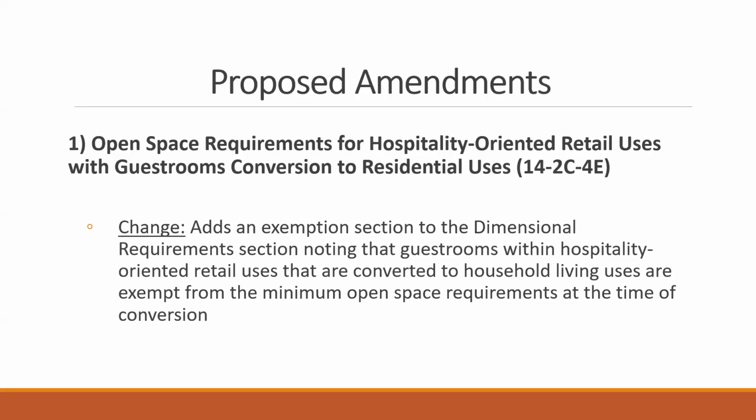So our specific text changes that we're proposing, there are only two of them. The first one is in our dimensional requirements section. This is 14.2C4E. And all we've done is added a subsection that exempts guest rooms within hospitality-oriented retail uses that are converted to household living uses from the minimum open space requirements at the time of conversion.